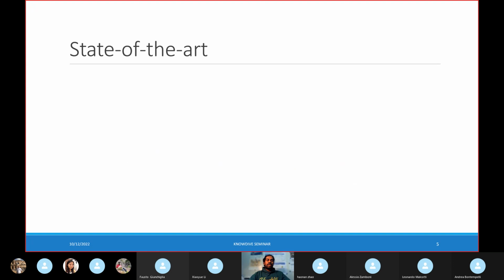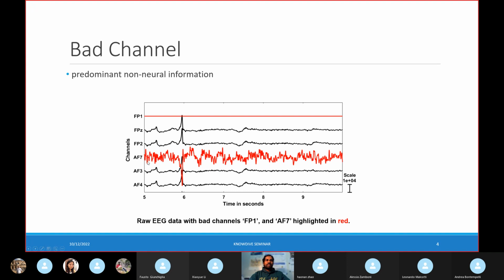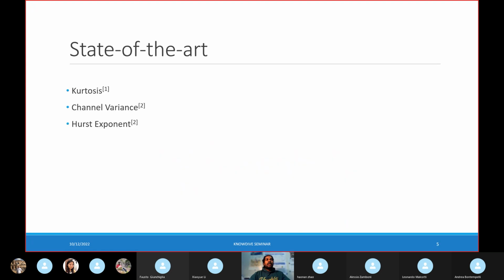Now let's look at the state-of-the-art measures that are used to detect bad channels. Kurtosis is one of the easiest and simplest measures that measure the higher order statistical fluctuations in the data. Then channel variance can also be a measure. Like I showed in the previous image, the variance for AF7 is relatively higher compared to the other channels. And the Hurst exponent is a measure of biological movements or motion. So it can really signify if the recorded EEG is from a biological source, which is the brain in this case, or not.